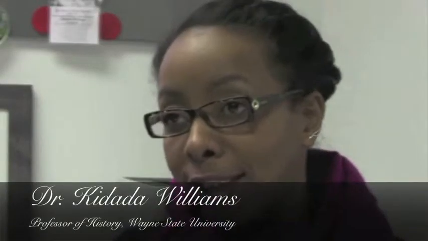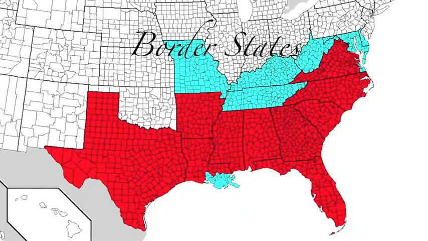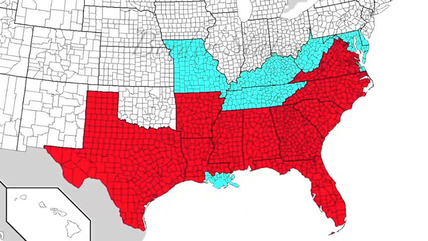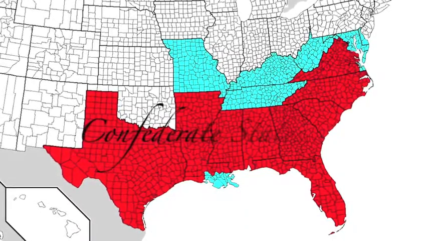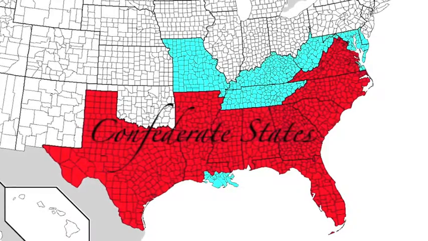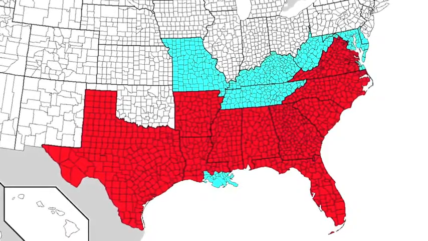It does 2 things. It frees slaves in the states and parts of states that are in rebellion against the Union. So that means it doesn't free those slaves in the border states or those people who are enslaved in the parts of states that are under Union control. So that leaves 800,000 people still in bondage.